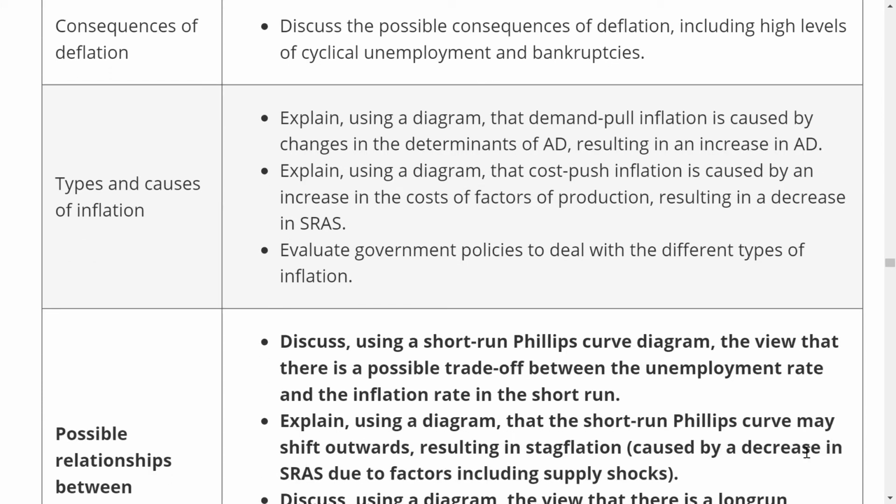Types and causes of inflation. Now, there are a few types of causes of inflation. There are, once again, changes by increasing money supply. For example, when the government or the central bank increases money supply, inflation occurs. That's one type of inflation.